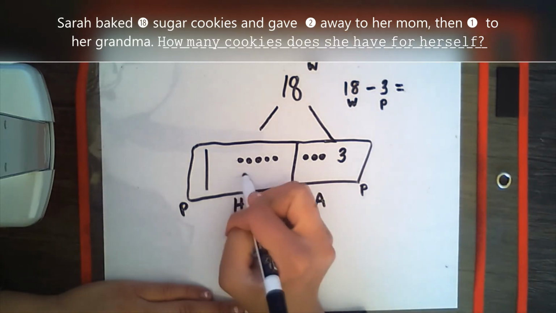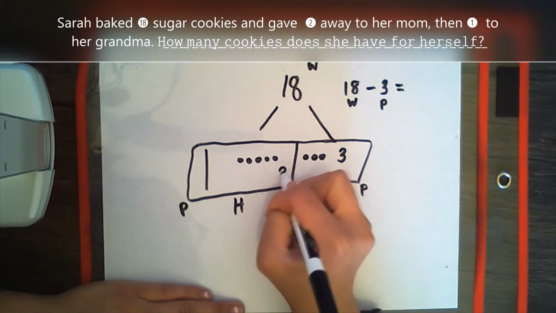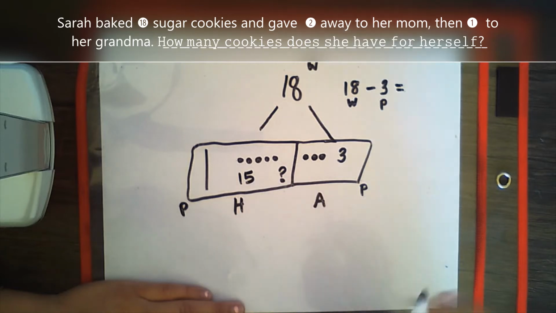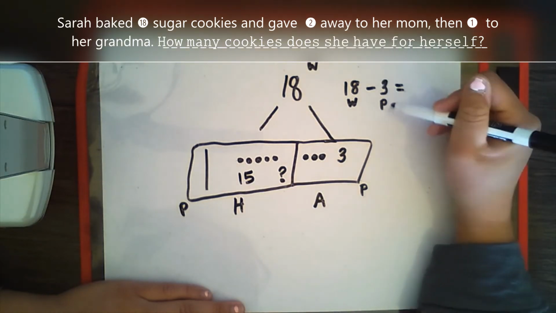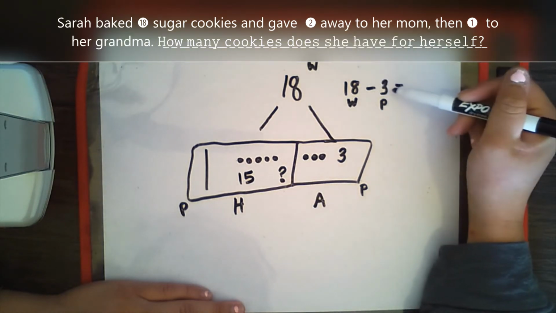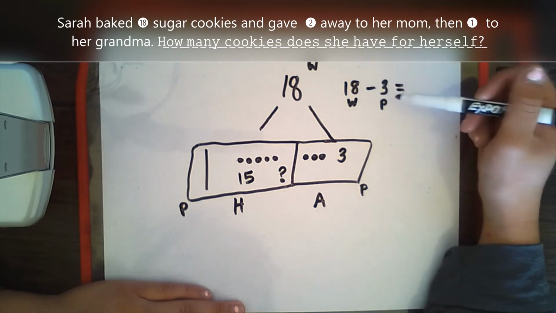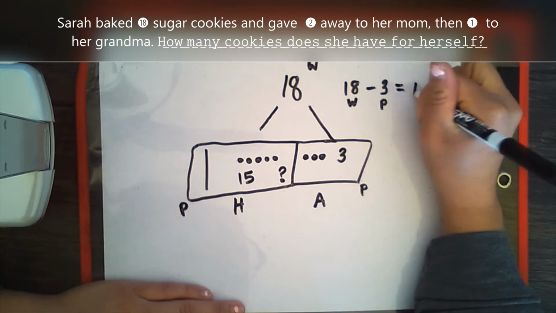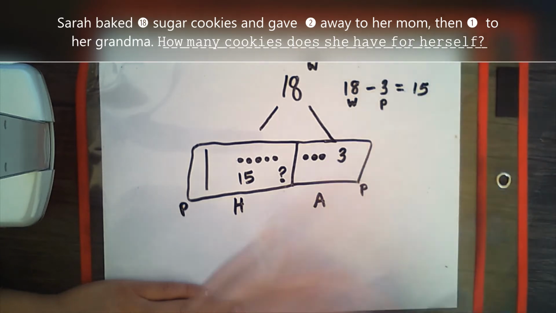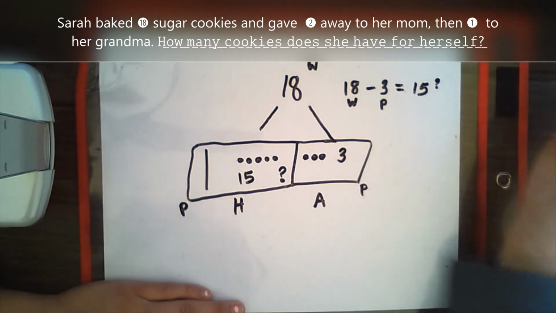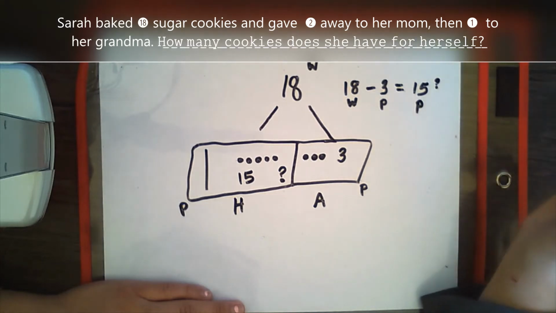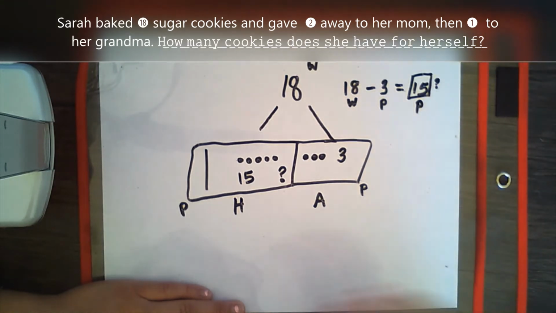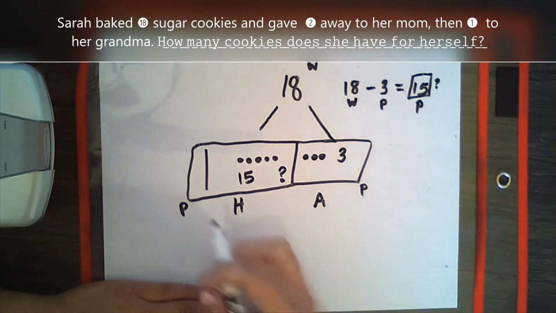And let's not forget to put a question mark in the box that we're solving for, and also the number 15. Okay, so 18 minus 3, 18 is our whole, 3 is the amount she gave away, equals 15. And we can put a little question mark by it because that's our solution. And we're going to label it our part because it's our missing part. We're also going to box in our solution.